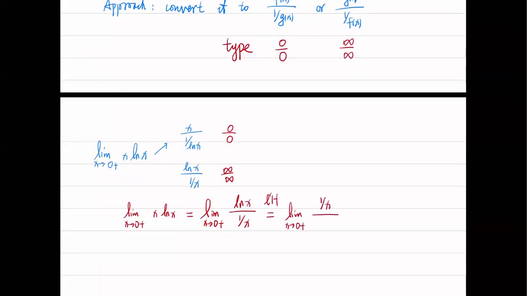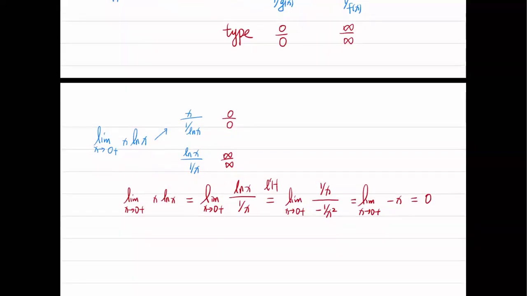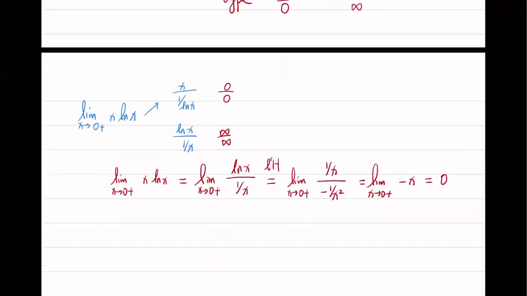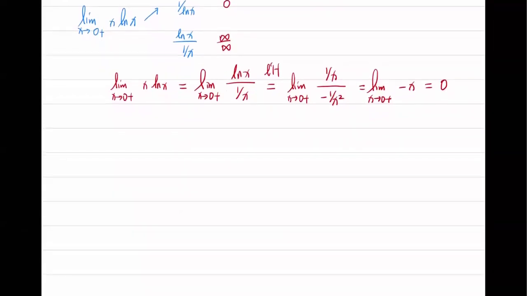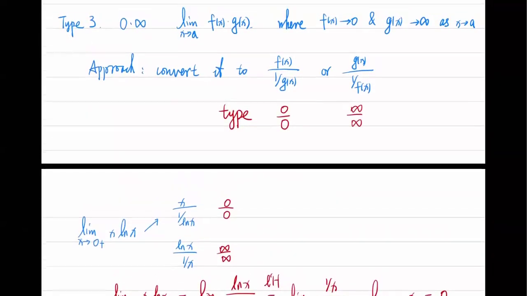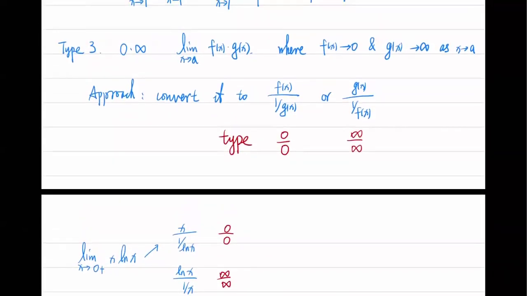Derivative: 1 over x, over 1 over x squared. Simplify: negative x is 0. So in this way, we find the limit of this is 0. Okay, that's the third type, limit of the product. The next type, the limit of difference.